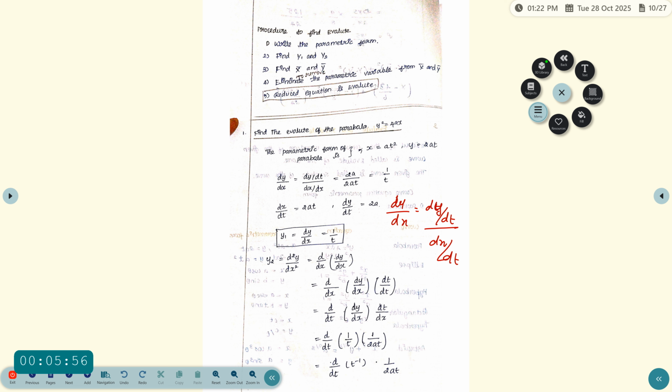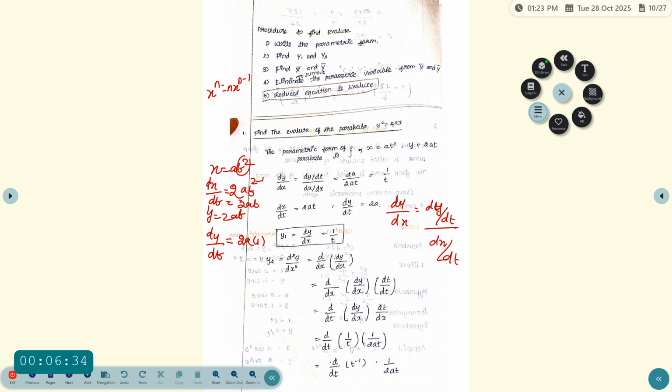We know that the parametric equation of the parabola is given by x is equal to at square and y equal to 2at. From this we can find dx by dt as a, which is a constant, times the differentiation of t square with respect to t. We know a basic simple formula, d by dx of x power n equals n into x power n minus 1. So we can write it as 2 into t power 2 minus 1. That is 2at. Similarly, dy by dt is nothing but 2a into differentiation of t, which is 1.